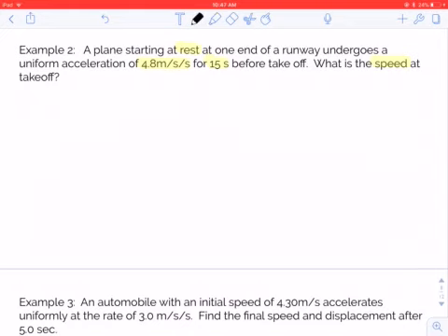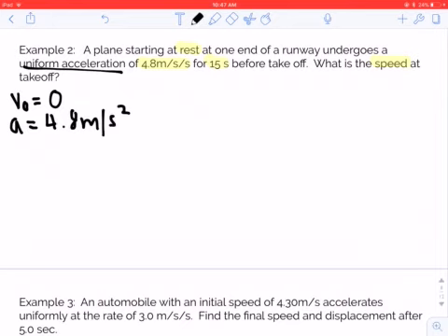Okay, but draw your diagram. The initial velocity of the plane is 0. The constant or uniform acceleration is 4.8 meters per second squared, right? And those words, uniform acceleration, tell us that we can use the big 4 equations to solve for the final speed. When they say speed, they really mean velocity. So we're looking for that final velocity after 15 seconds have passed.